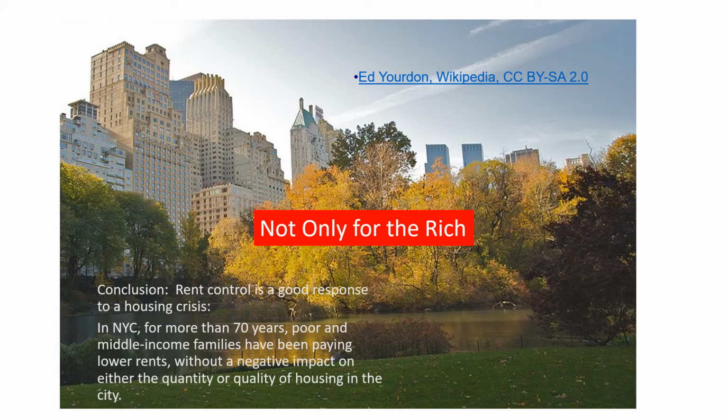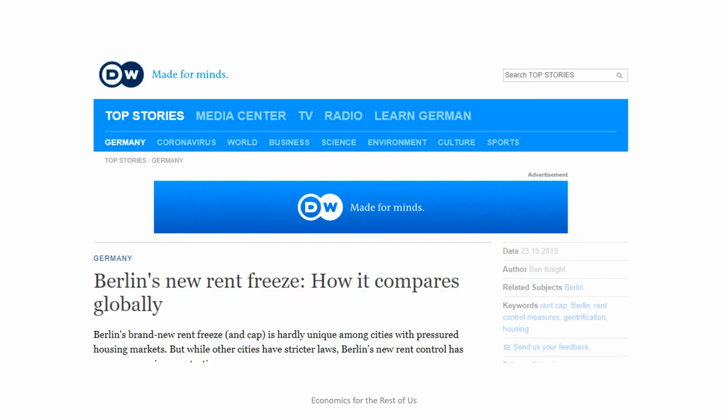We conclude that rent control is a good response to a housing crisis. In New York City, for more than 70 years, poor and middle-income families have been paying lower rents without a negative impact on either the quantity or quality of housing in the city. Berlin has just passed a rent freeze law, and as we have seen, in Atlanta there is a call for rent control as well. So how does Pareto efficiency bear on the question of rent control?